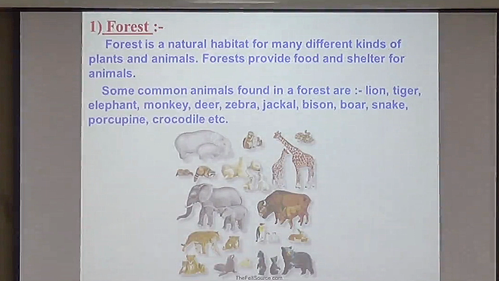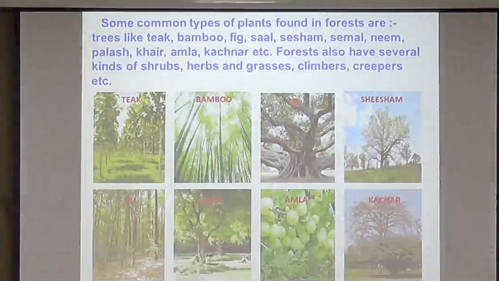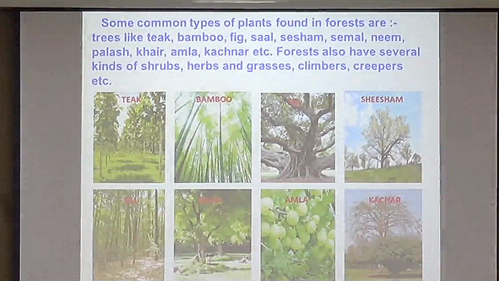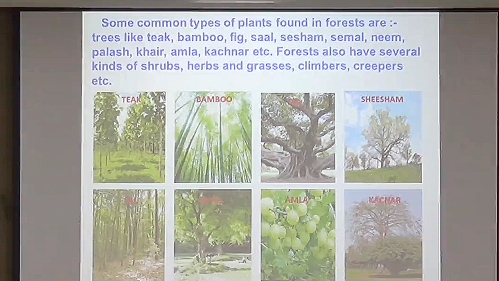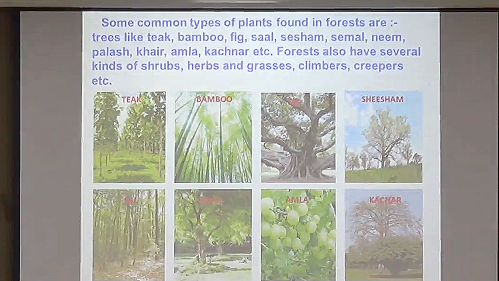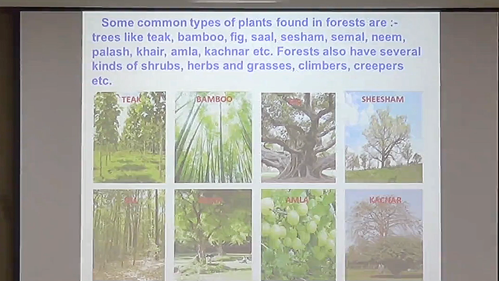And the kinds of plants we see in the forest are teak, bamboo, fig, sal, sesame, semal, neem, palash, kale, amla, kachnar, etc. Now forest also has several kinds of shrubs, herbs, grasses, climbers and creepers. Now bamboo is not a tree, bamboo is a type of grass which has a very tall height.